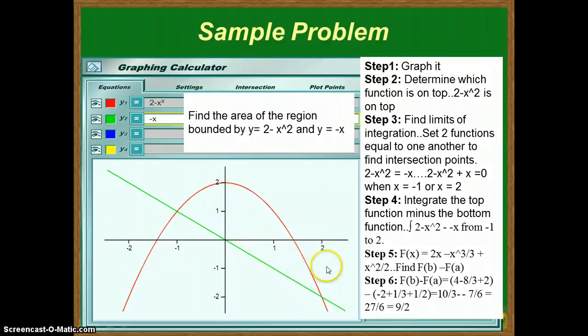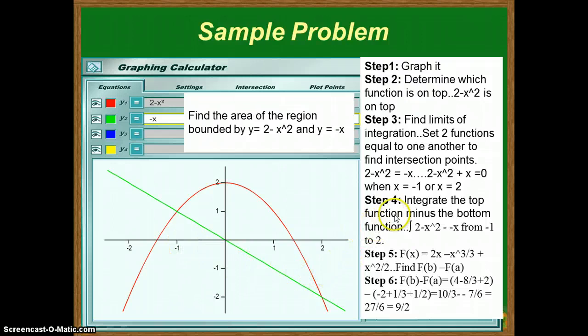So how do I find the limits? Well, it looks like this would be a limit right here, and that's a point of intersection, and this would be a limit. Two curves intersect when they are set equal to one another. We set them equal to each other, and we find out that they intersect at x equals negative 1 and x equals 2. So negative 1 will be my a, and 2 will be my b.